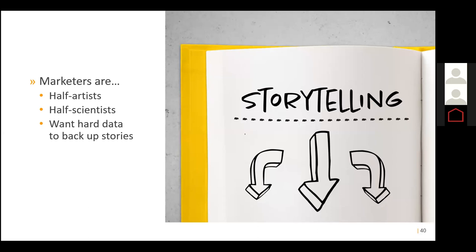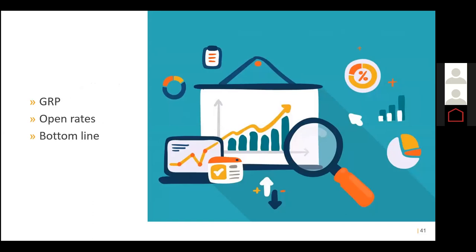After all, marketers are half artists and half science, and they want hard data to back up stories. And it's interesting because most times salespeople assume that marketing folks don't want to use hard metrics and mathematics. But actually, marketers are hungry to use metrics. They just use a different language and they measure things differently.